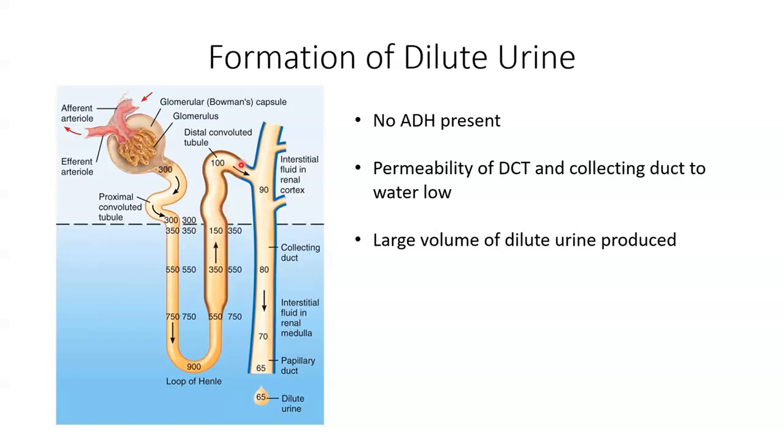Through the distal convoluted tubule and the collecting duct, when there is no ADH present, the permeability of these cells to water is quite low. So water remains in the tubules while solutes can be reabsorbed. So solutes are coming out, but that water remains in here. So we end up with a large volume of quite dilute urine.